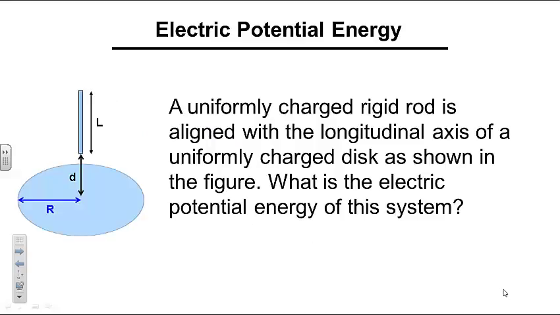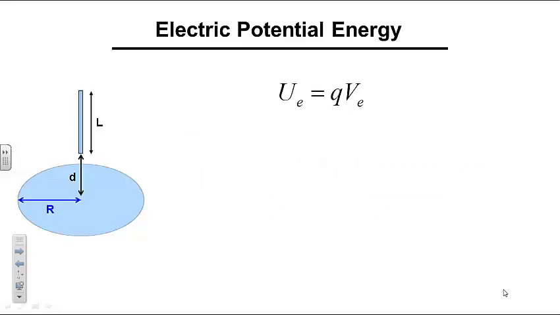Now let's calculate the electric potential energy of this system, which consists of a uniformly charged rigid rod aligned with the longitudinal axis of a uniformly charged disk. We can consider this electric potential energy to arise from interactions of tiny bits of electric charge in one object with the electric potential of the other object. If these bits of electric charge are infinitesimally small, we can model them as point particles and use the equation for the electric potential of a point particle.